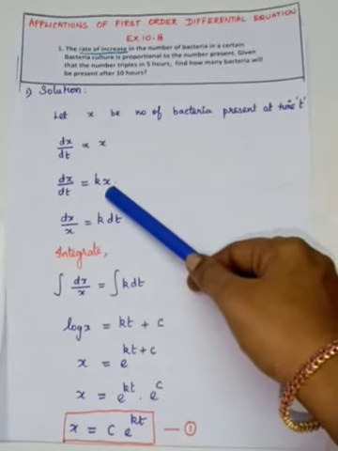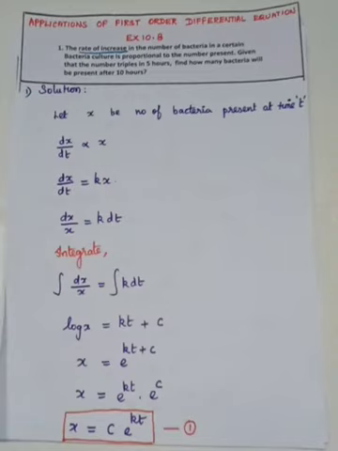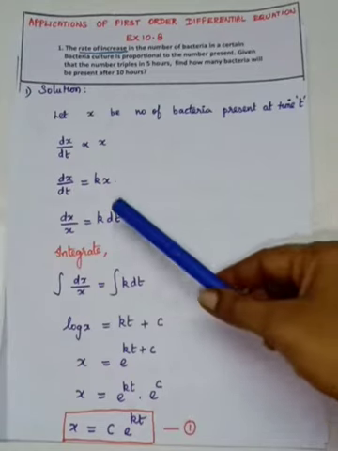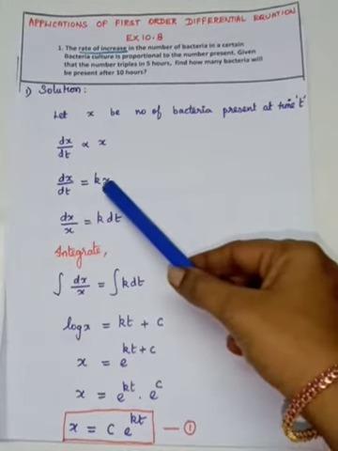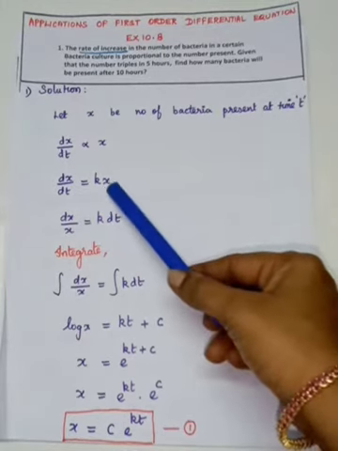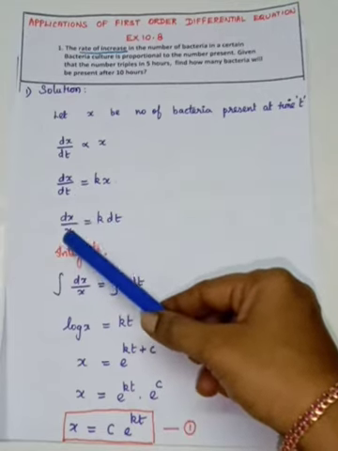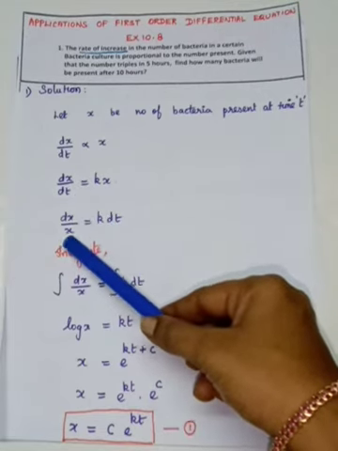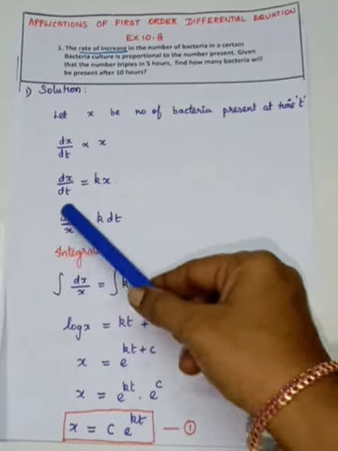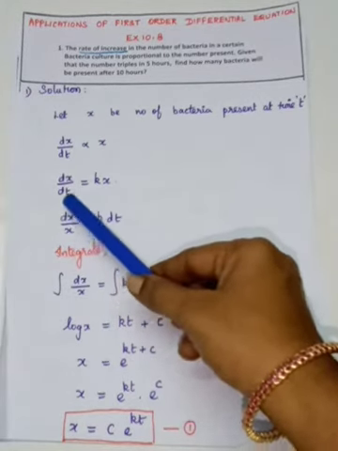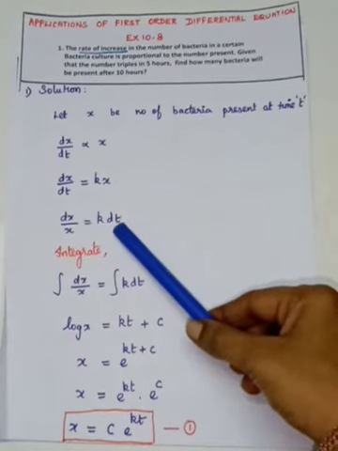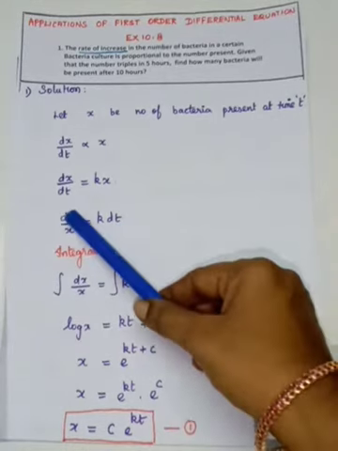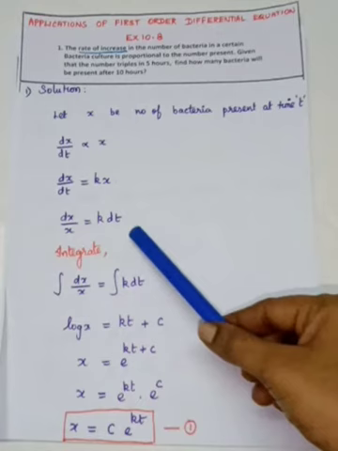Second step, what do you have to do? You have to solve the differential equation and write it in terms of x and t. For that I am using the variable separable method. On the right side, x I have brought to the left side, so it goes to the denominator. So dx by x, and dt goes to the right hand side in the numerator. So dx by x is equal to k into dt.